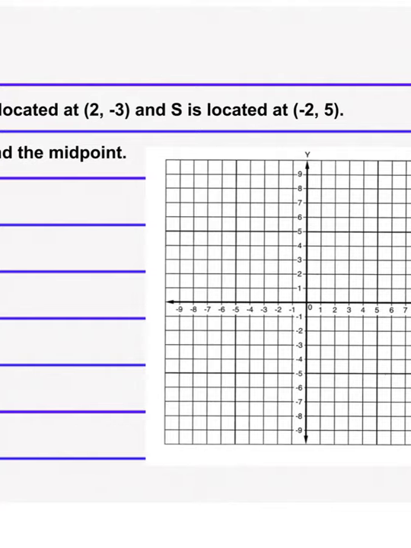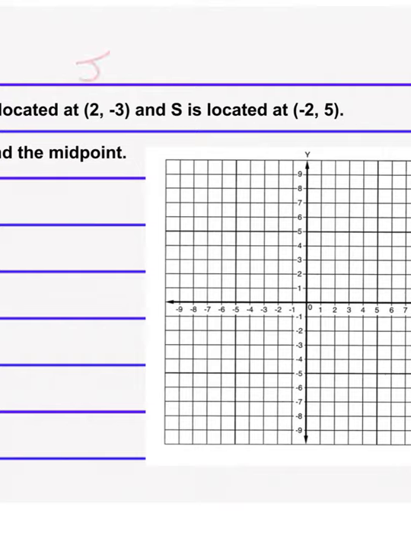It says J is located at (2, -3), and S is located at (-2, 5). You can draw a graph with your pencil, cut out and glue a graph paper, or use a piece of graph paper if you have one. It's up to you. Find the midpoint. First I'm going to make a picture. It's always a good strategy.